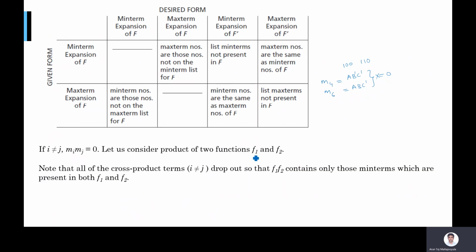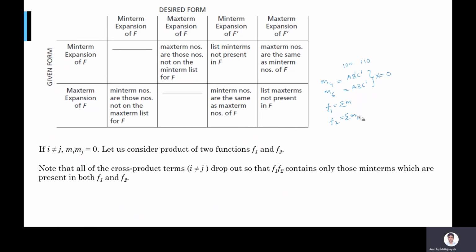Now, let us consider the product of two functions. Each function is, let us say, f1 and f2. So f1 will be a sum of some minterms, and f2 will also be a sum of some minterms.